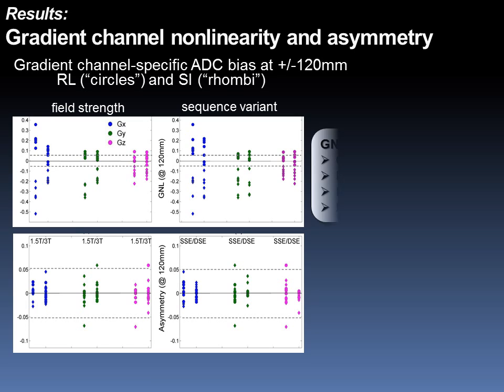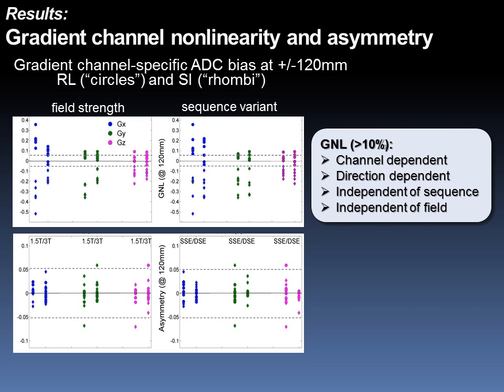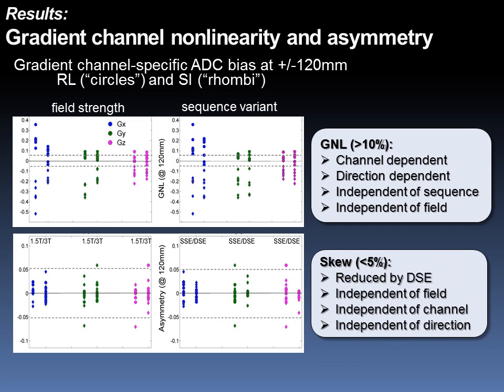The evaluation of channel-specific GNL and skew as a function of field strength and sequence variant revealed dependence of GNL bias on gradient system design and channel geometry, and nominal independence of sequence variant. The nature of the dominant bias source, in excess of 10% for most systems, was clearly different from that of relatively minor shim-related skew bias, which was independent of gradient channel design and was reduced for DSE acquisition sequence.